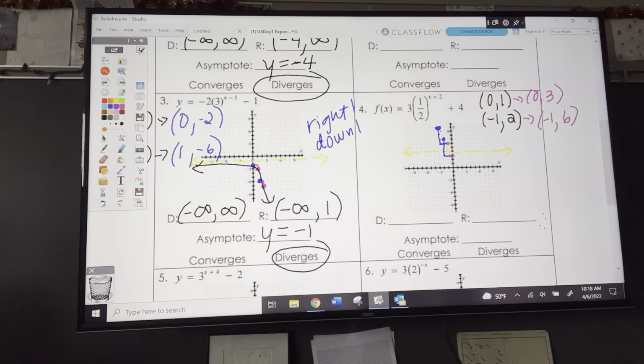Whatever, close enough. And let me write here, horizontal shift of 2 left, and then up 4. And now we draw our graph.